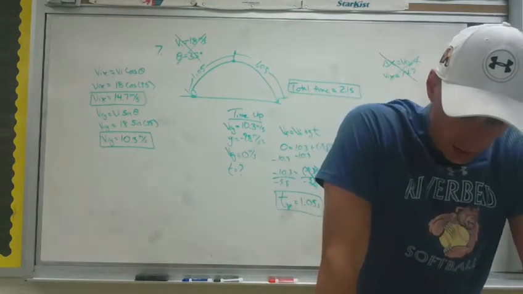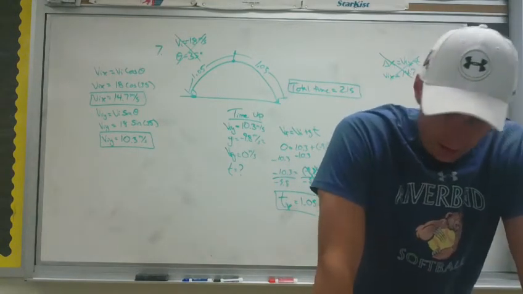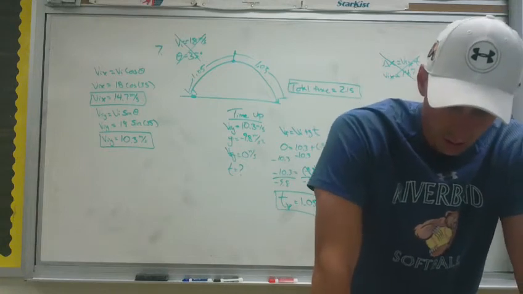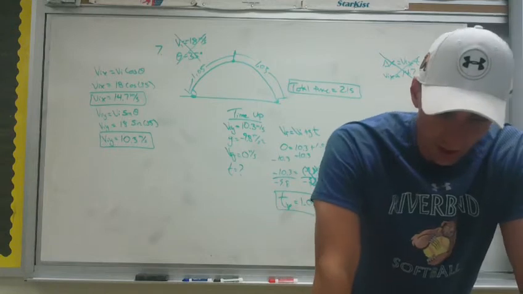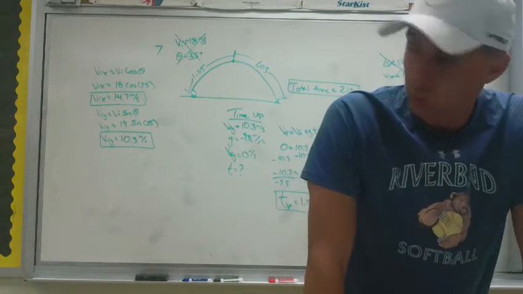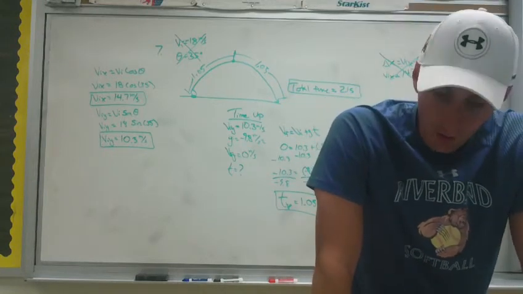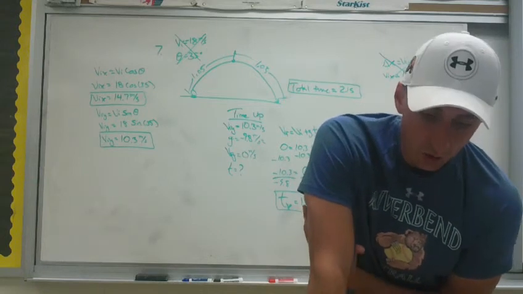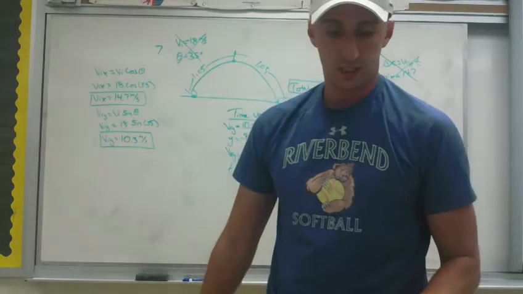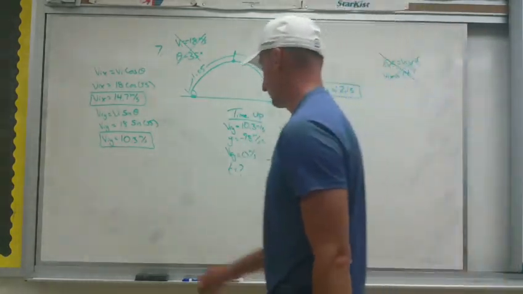All right. Number 8. It says a ball thrown horizontally at 22 meters per second from the roof of a building lands 36 meters from the base of the building. How tall is the building? Okay, so again, the key here is it says it's thrown out horizontally. So let's go ahead and draw that.